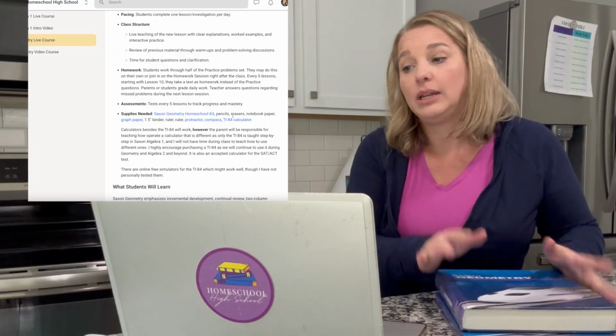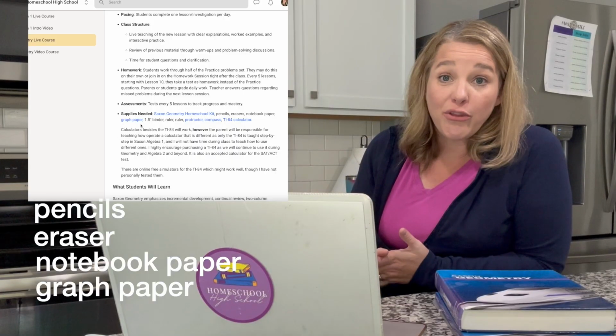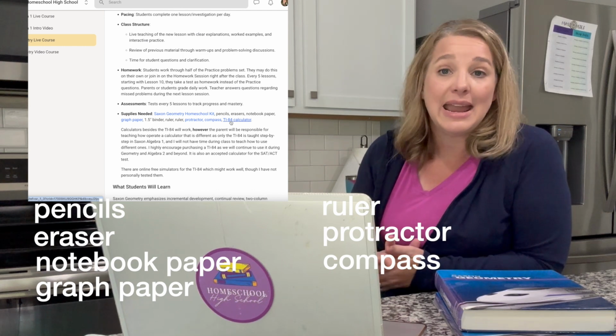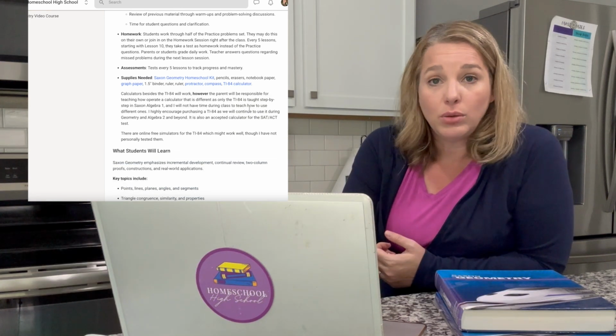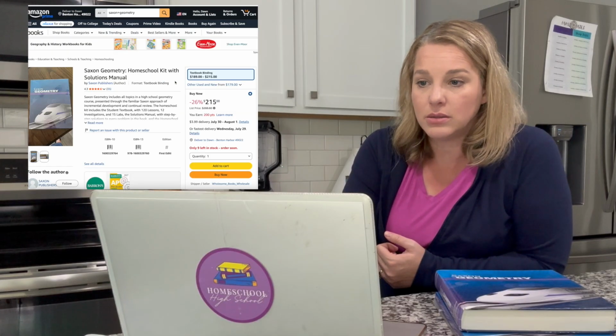Besides that, students will need pencils, erasers, notebook paper, so that's lined paper, graph paper, a ruler, a protractor and compass, and a TI-84 calculator. So I have included links to that homeschool kit that includes all 3 pieces.